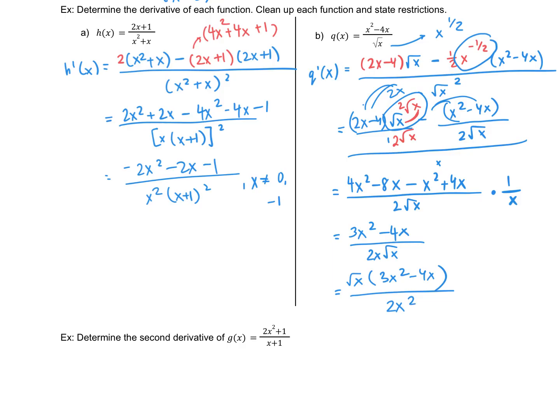Okay. Actually, I could even factor out an x from here. Just going to put it out front. I could have this, and then I have a pair of x's that cancel out.